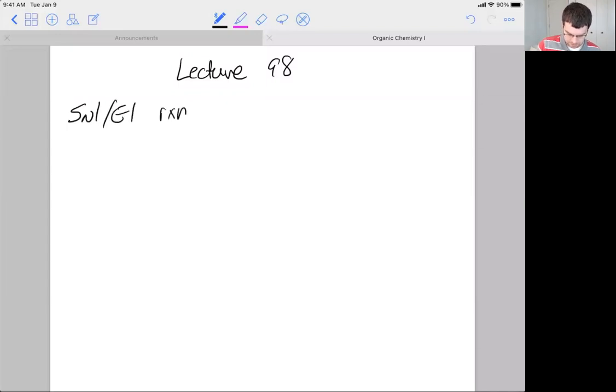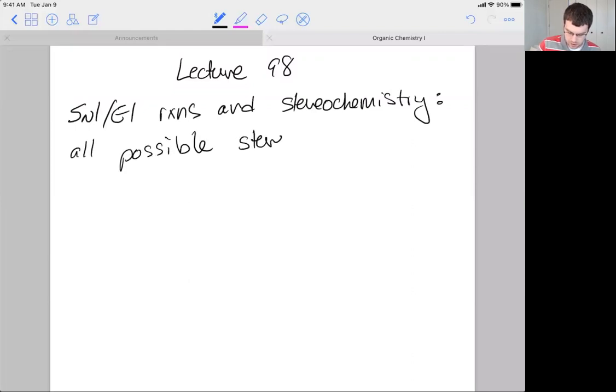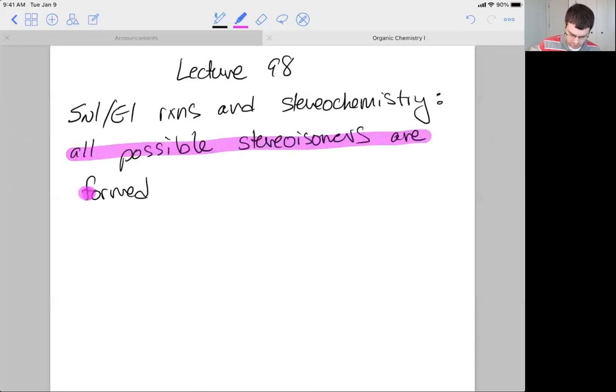SN1/E1 reactions in stereochemistry. In general, what happens is that all possible stereoisomers are formed. And there's just one caveat that's pretty small when you see it in the context of structures, but I wanted to at least get this idea in front of us.